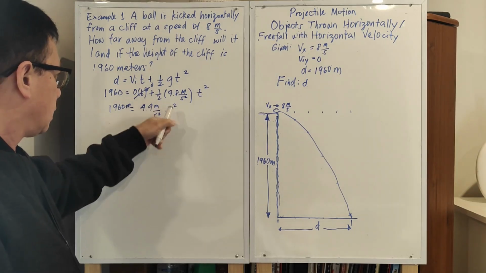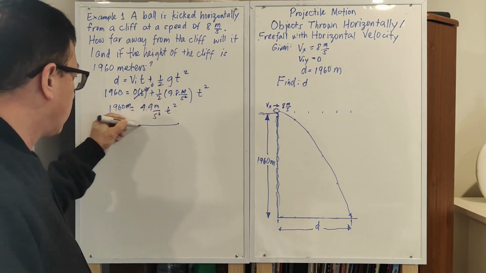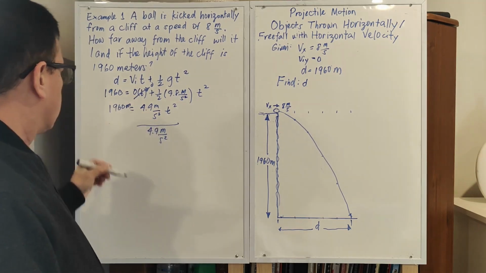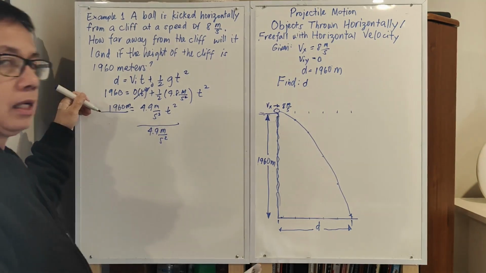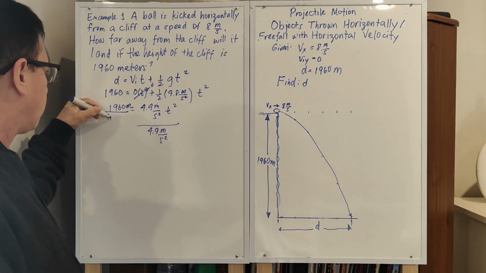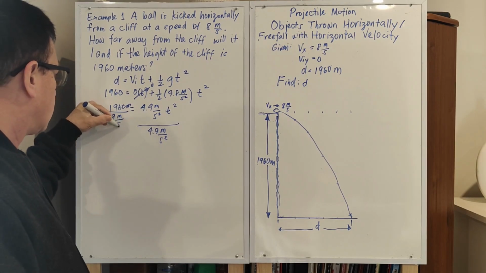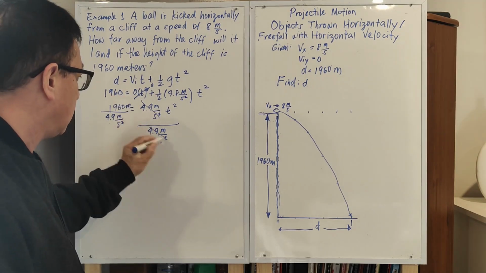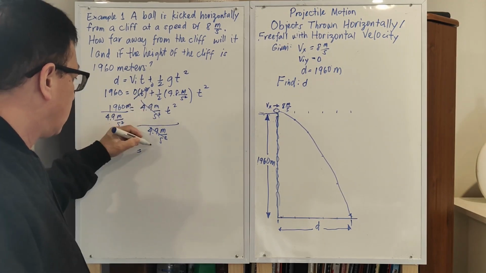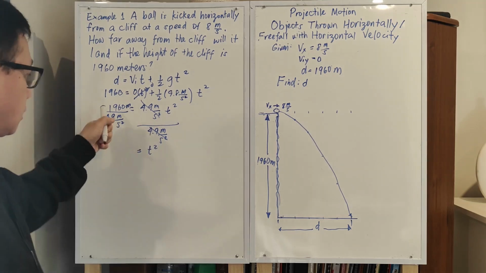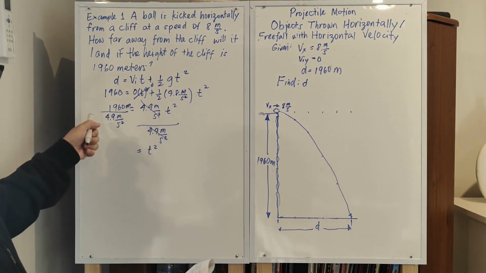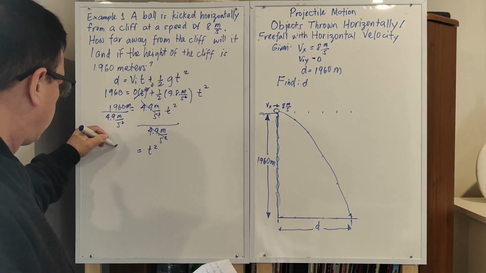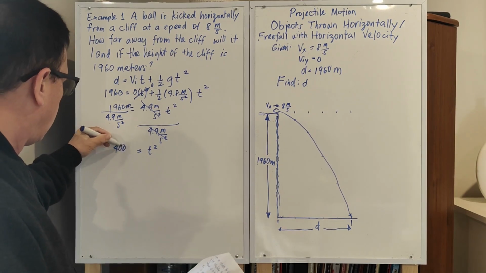So to remove this part, we divide it by 4.9 meters per second squared. So you also divide the other side by 4.9 meters per second squared. So this will cancel out. So what is left is t squared. So 1960 divided by 4.9 is approximately 400.